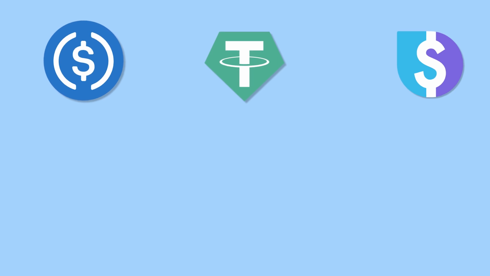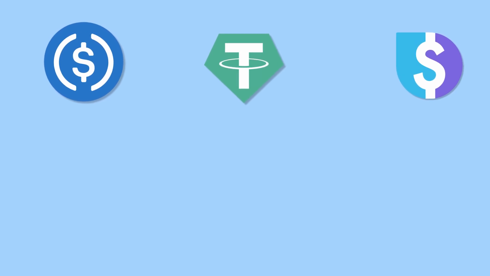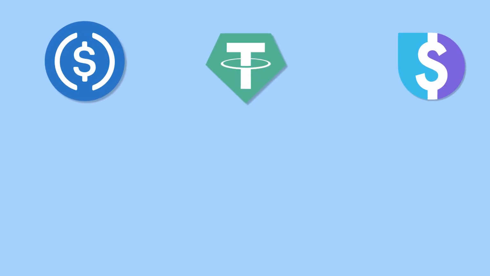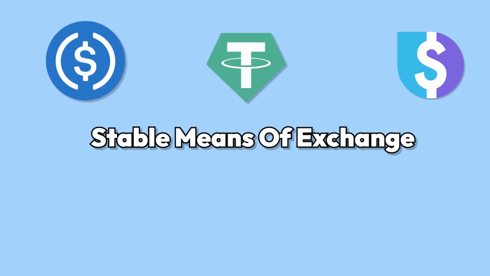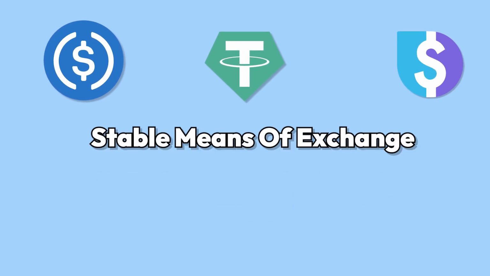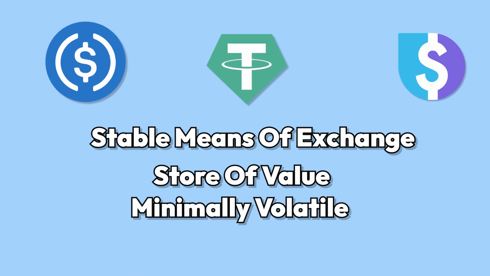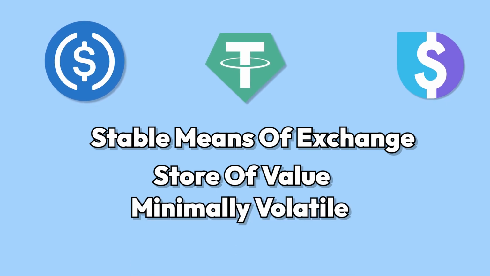Stablecoins are a very important part of the cryptocurrency ecosystem because they allow users and investors to carry out a diverse range of activities. They could be used as a stable means of exchange, a reliable store of value pegged to a real-world currency, or even to interact with digital assets with minimal exposure to price volatility.